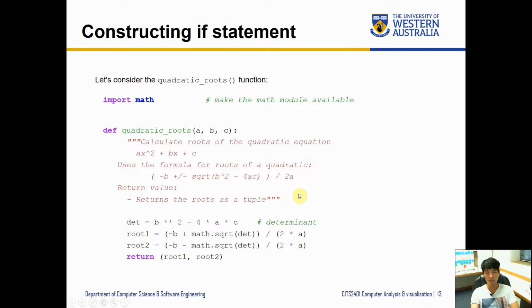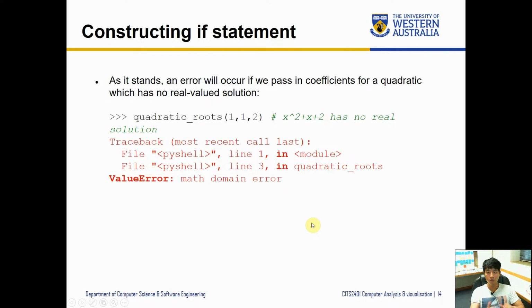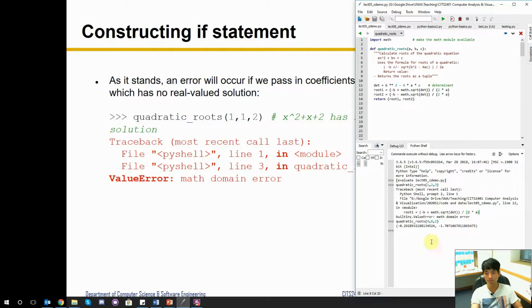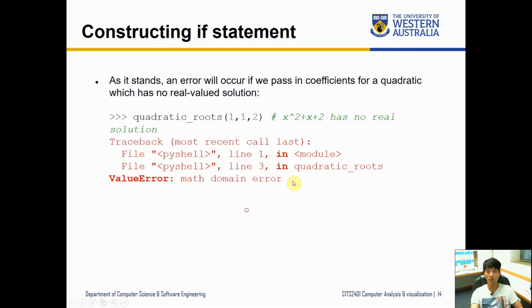So here in the next slide, we have more examples. Here, another one is 1, 1, 2: x squared plus x plus 2 has no real solution, and therefore Python will throw an error, okay? So we just saw a value error, math domain error, same as here. So we double check that with 1, 1, 2. And here we have the same. Basically, when we try to calculate root 1, it fails. So we cannot calculate this value.